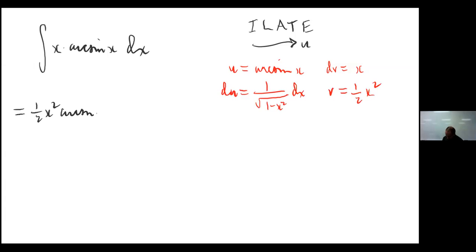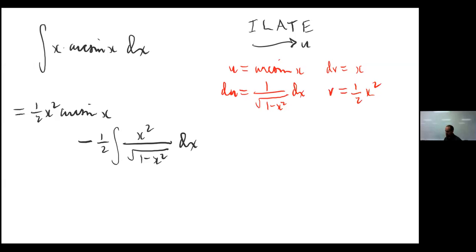Okay, so this guy, you go u times v, which is 1/2 x squared arcsine of x, minus the integral of v du, right? So minus 1/2 the integral of x squared over the square root of 1 minus x squared dx. And you say, oh man, that's maybe a little bit better, but I have that nasty square root in the denominator. But now you have a new tool in your toolbox. What could we do to handle that remaining integral? What do you guys think?